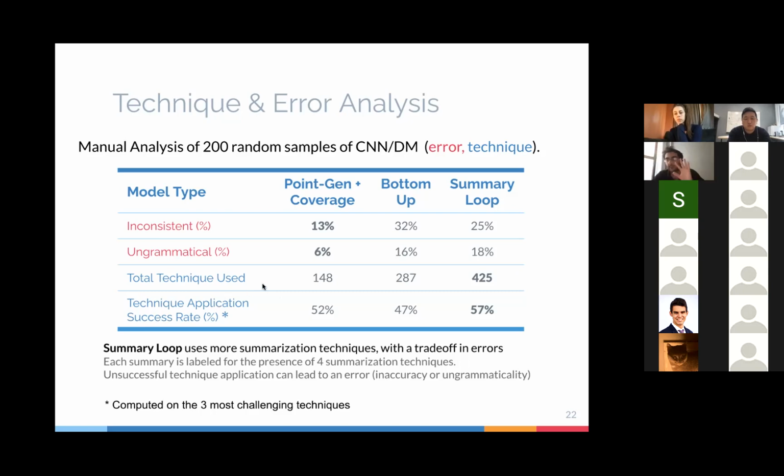But bottom line, the silver lining is this number at the bottom right, the 57%, which shows that our model used a lot more techniques that it learned on its own. And overall, it was more successful at applying them, which means it was more successful at merging sentences without causing an inconsistency or something ungrammatical. So that was kind of exciting. But at the end of the day, 1 in 4 summaries was inconsistent, and that's still a problem. So the paper ends with, all right, there's still a lot to do, and this is not the end-all for all of summarization.